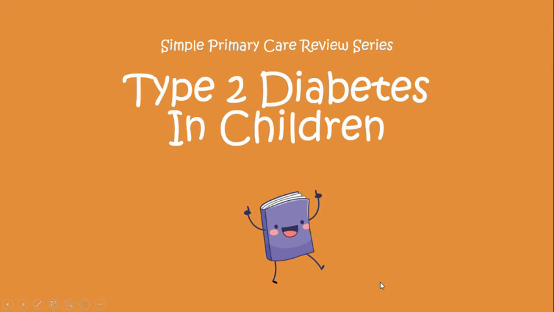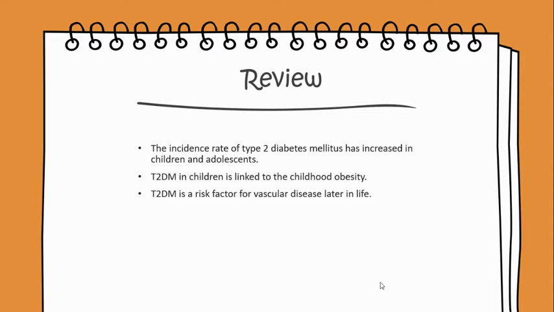So today we'll begin a simple primary care review on type 2 diabetes in children. Incidence rate of type 2 diabetes mellitus has increased in children and adolescents. Type 2 diabetes mellitus in children is linked to childhood obesity and is also a risk factor for vascular disease later in life.